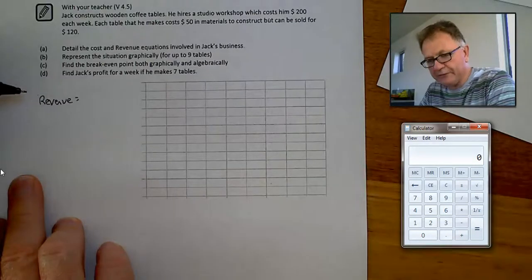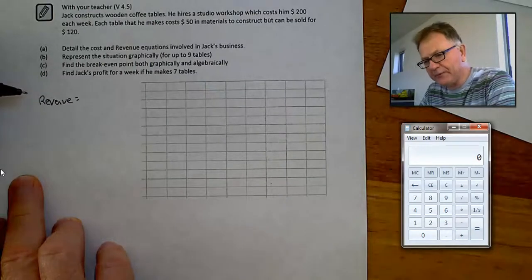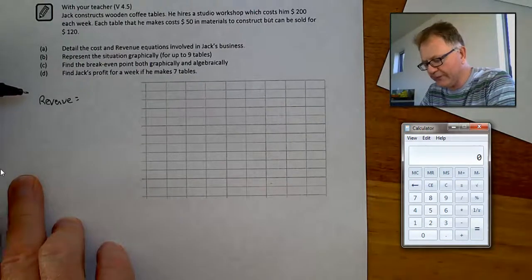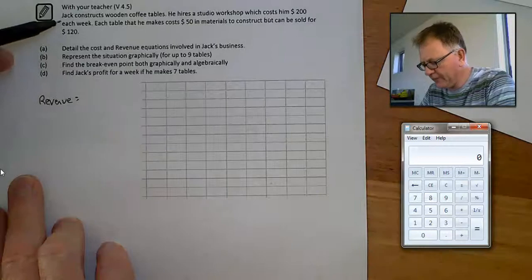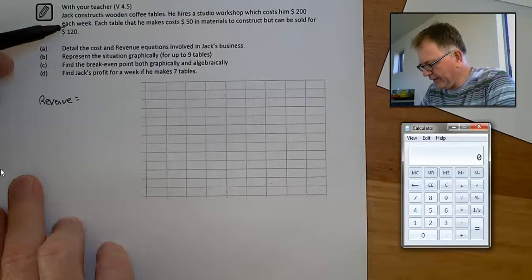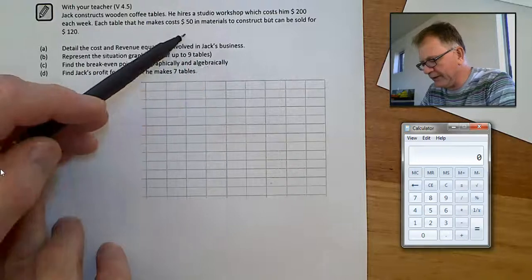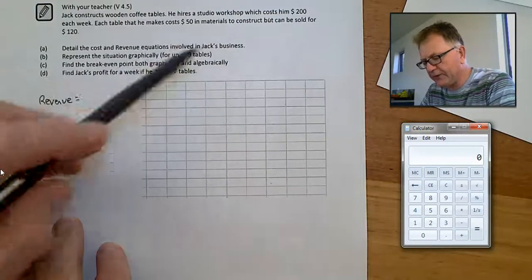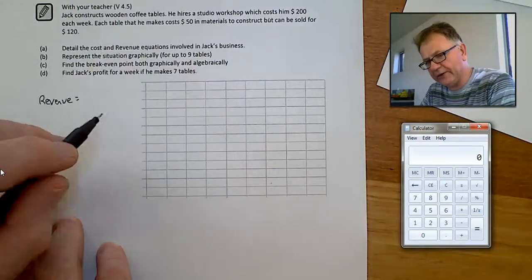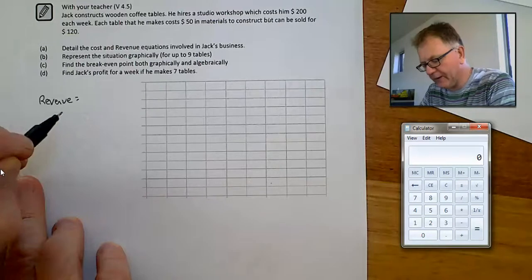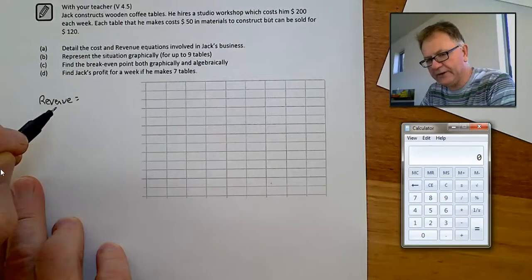Now, it's important to realise the difference between revenue and profit. Revenue isn't profit. Revenue is all the money that he gets back in before he's allowed for expenses. If you read through here, it says he hires a workshop costing $200. Each table costs $50 in materials but can be sold for $120. And it's what he sells it for that's important in a revenue equation. He sells them for $120 each.